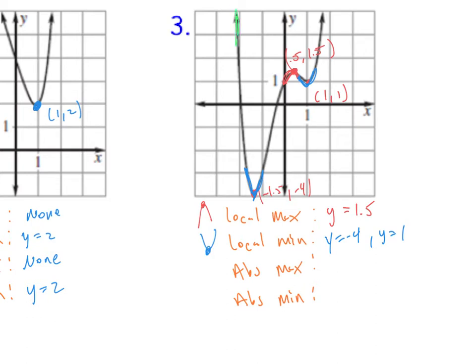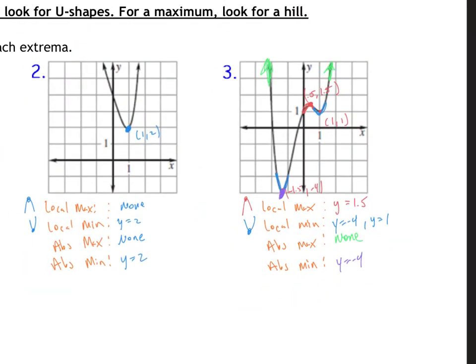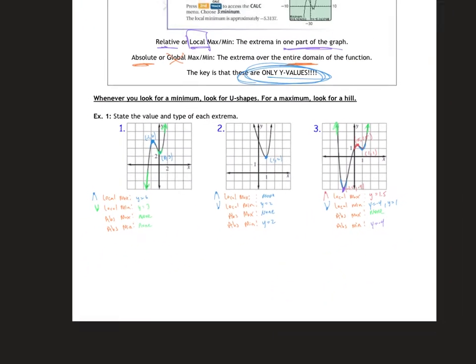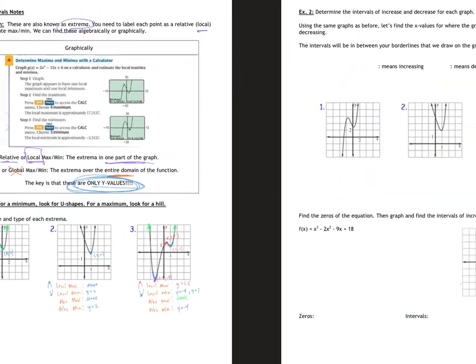Absolute max, it's going up forever. I see that here, and I also see it here. So there is no absolute max. Now, absolute min, here's the lowest point of my graph. So I have an absolute minimum here at y equals -4. So it's both a local and an absolute. Cool? All right, so there's my max and my mins.